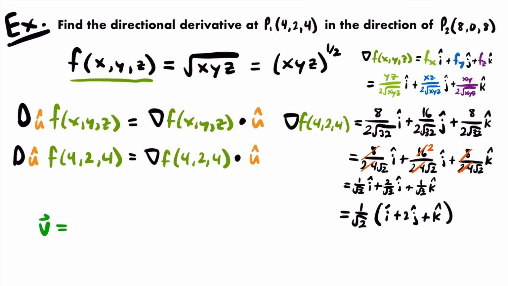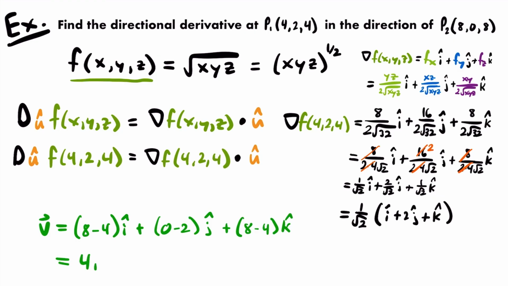Vector v will be equal to 8 minus 4 times i plus 0 minus 2 times j plus 8 minus 4 times k. All right, the x component is 8 minus 4. You subtract this x coordinate from this one. The y component is 0 minus 2. You're subtracting this y coordinate from this y coordinate. And then the z component is 8 minus 4, which is this 8 minus this 4. You're subtracting this z coordinate from this z coordinate. Okay, so simplifying, v is equal to 4i minus 2j plus 4k.